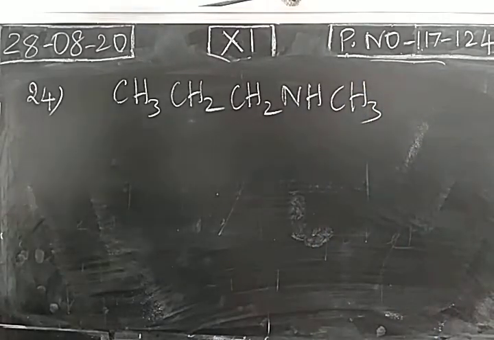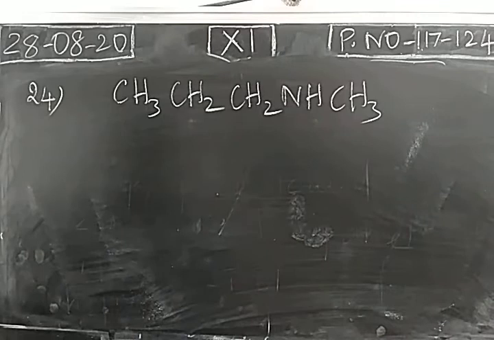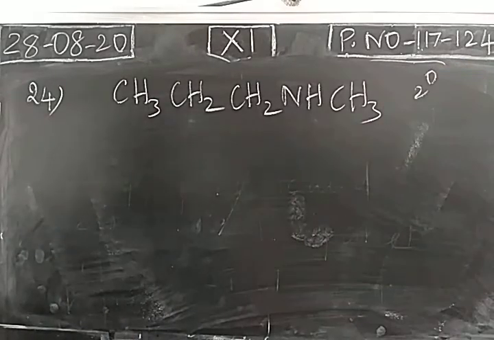Okay, next functional group is amine. NH2 is a functional group. Now in the functional group, one hydrogen is replaced by one more alkyl group. So this is called a secondary amine. Okay. Amines are of 3 types: primary, secondary, tertiary amine.